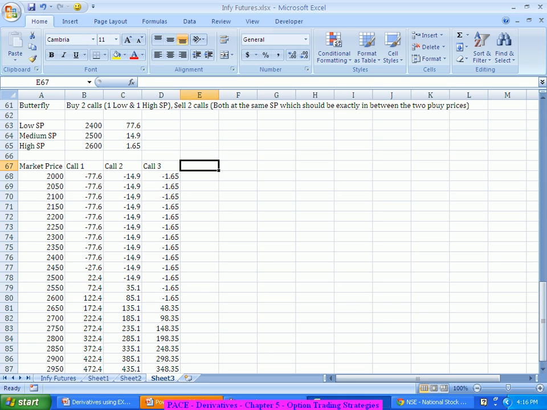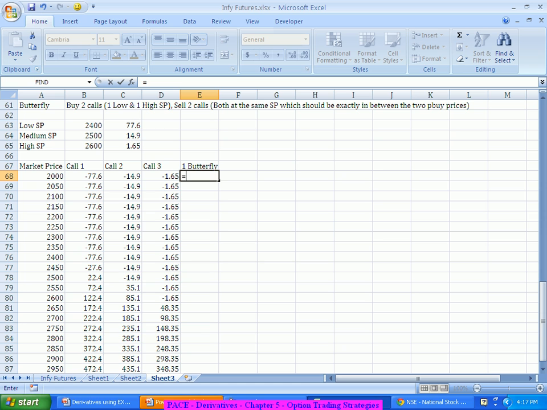Yes, so now at the end I can very well talk about one butterfly. One butterfly is nothing but one by one this one by this one by this two cell. That is what is the butterfly. As we said, buy two calls, one low and one high. So I want to buy one of this, and I want to sell two of this. So the payoffs also, wherever it is buy, I just add up the numbers. Wherever it is sell, I put a subtraction.